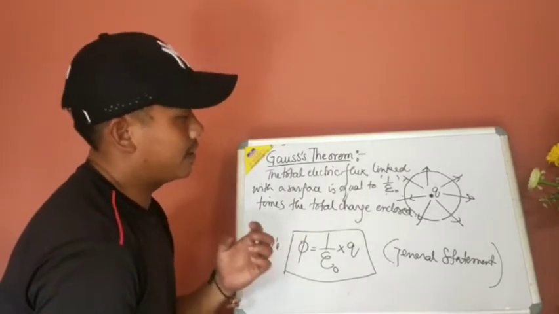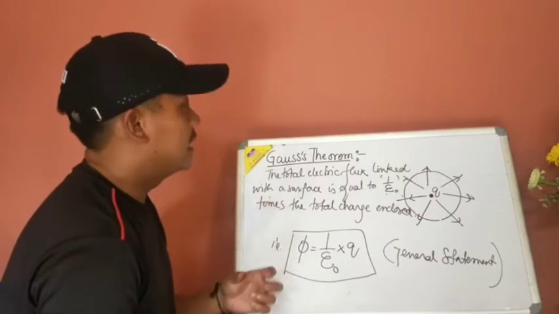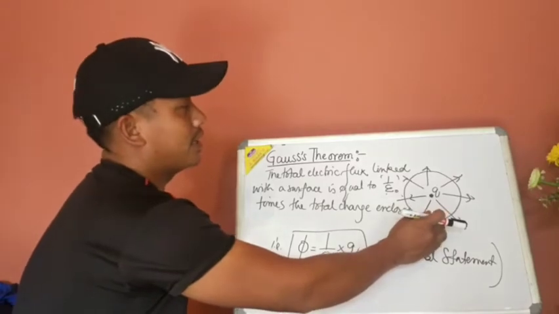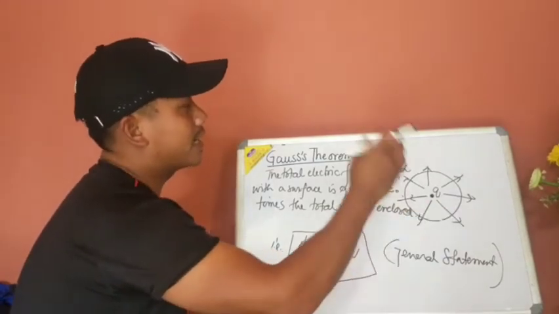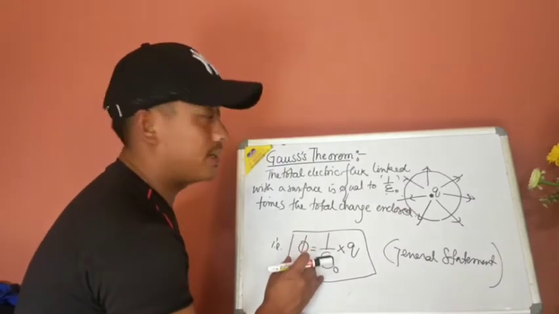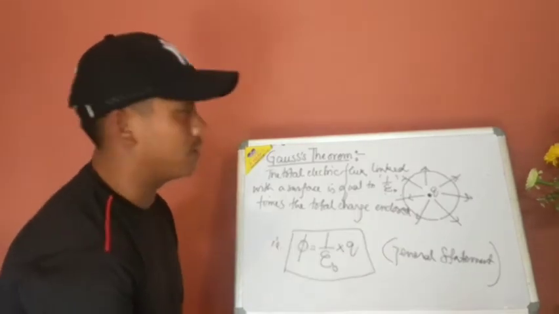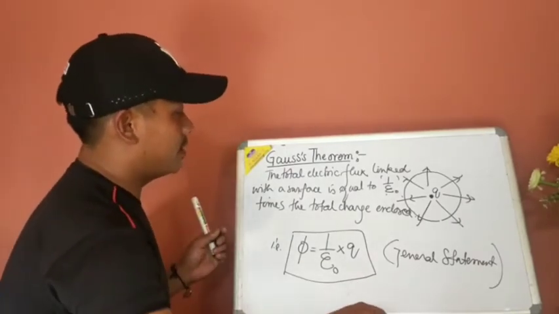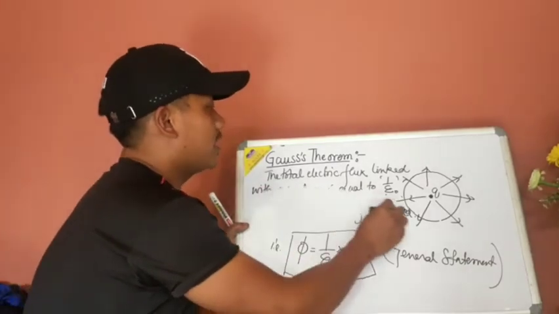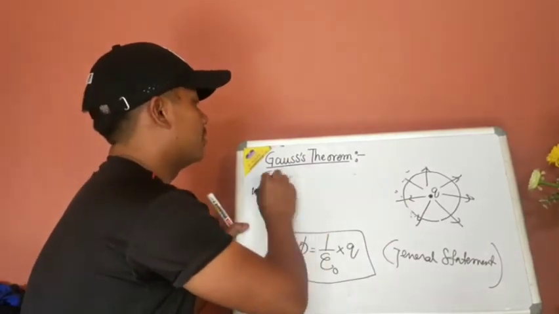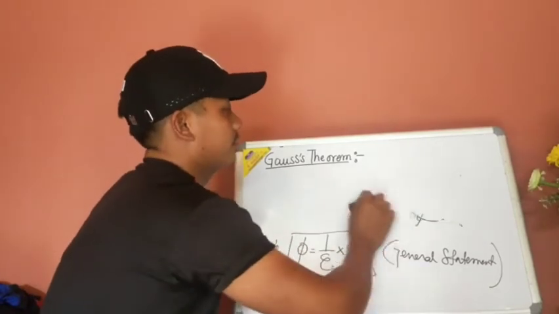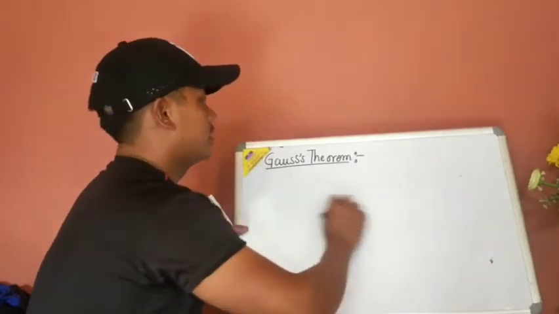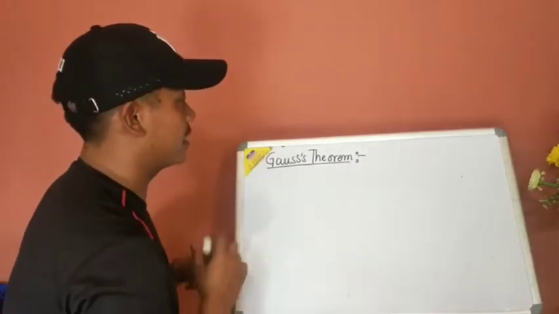Let us remind it again. The total electric flux linked with the surface is 1 by epsilon naught multiplied by the charge Q enclosed. This is very simple. Then after this general statement, let us come to the integral statement of the law. Let us see how the integral statement is.